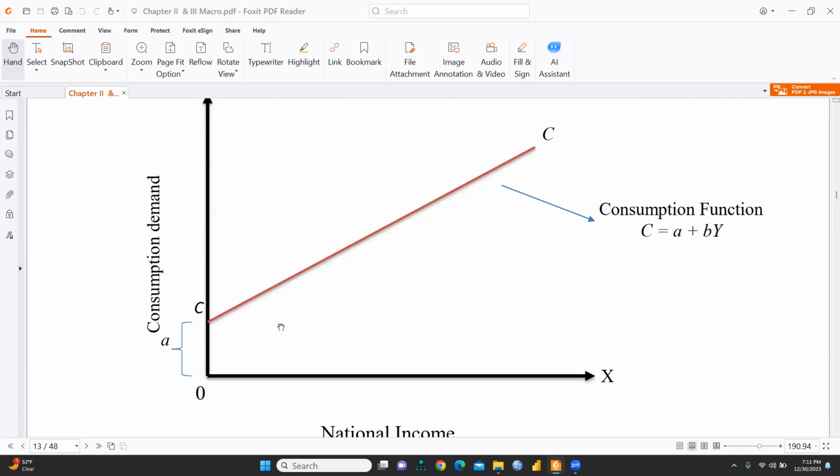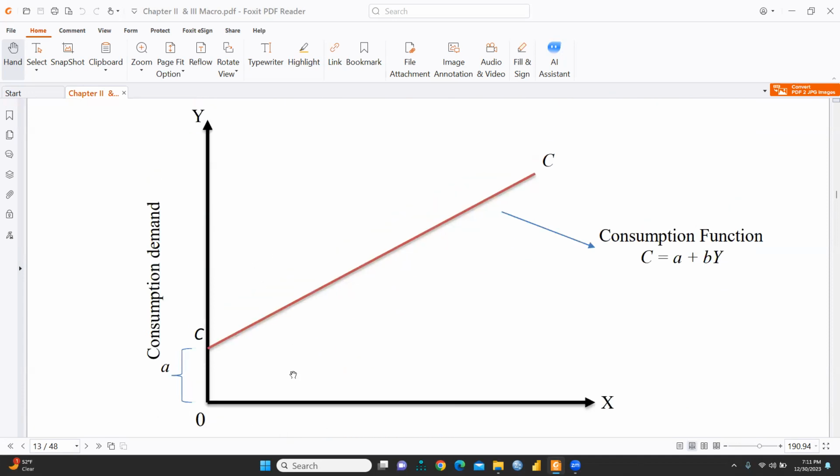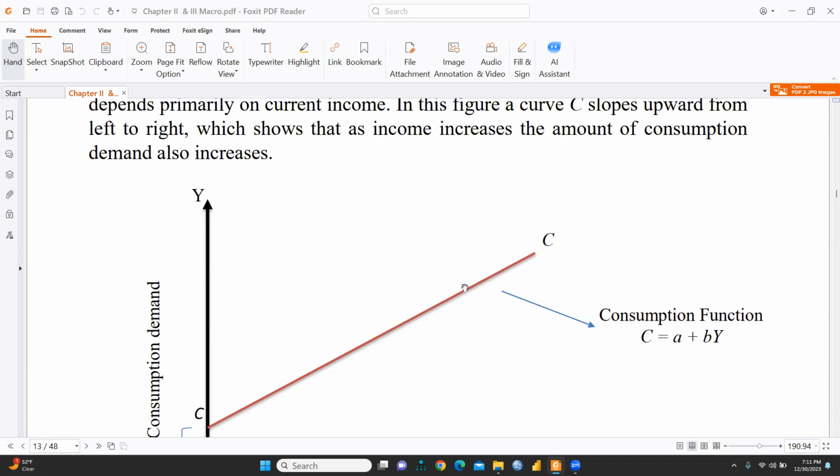In this figure, you can see that on the x-axis we have taken national income, and on the y-axis, consumption demand. This A stands for autonomous consumption.